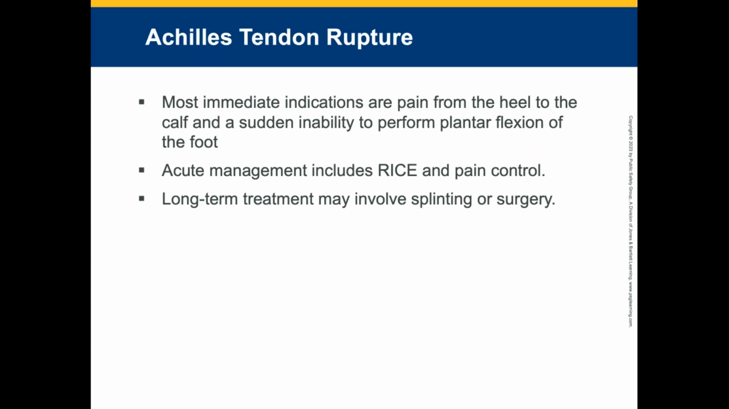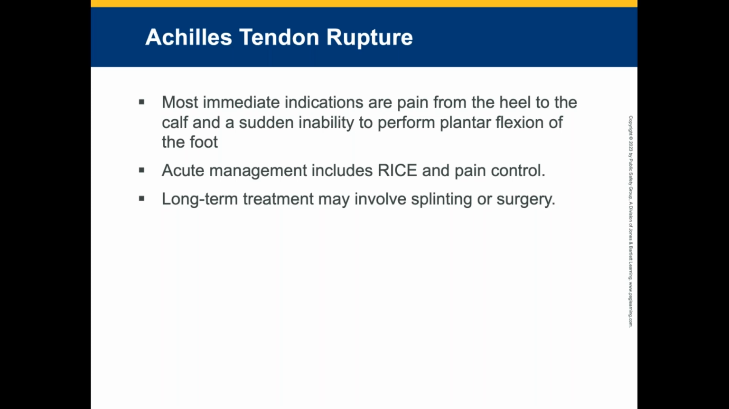An Achilles tendon rupture usually occurs in athletes older than 30 years old involved in a start and stop type sport. So we see those in like football, basketball, things like that. So the most immediate indication is pain from the heel to the calf.